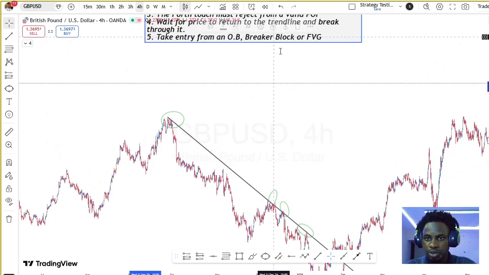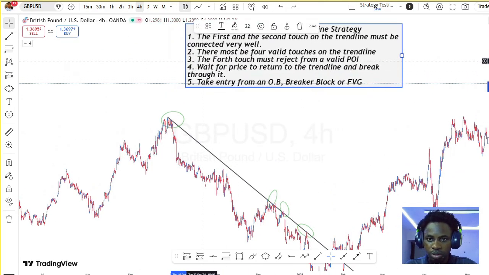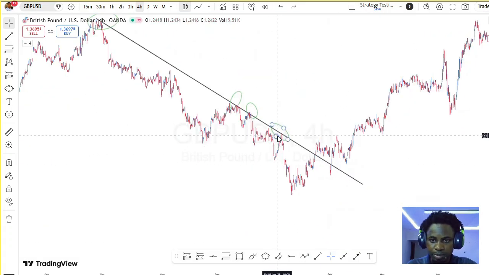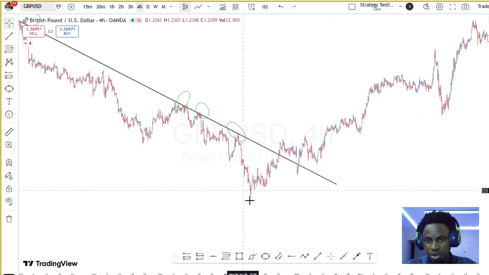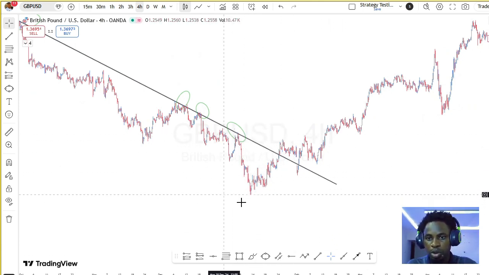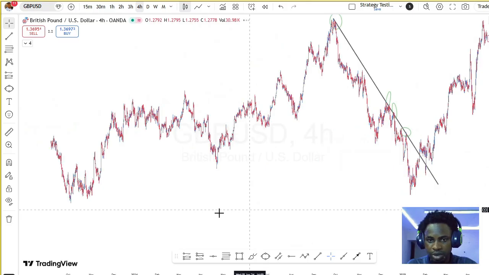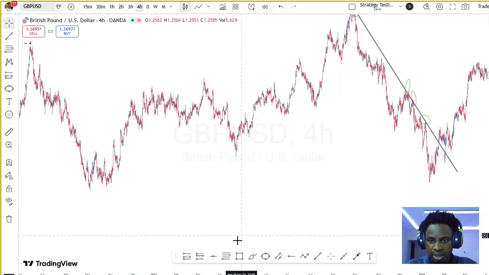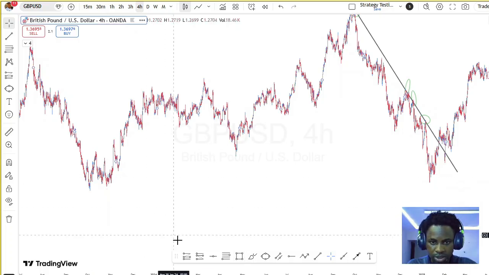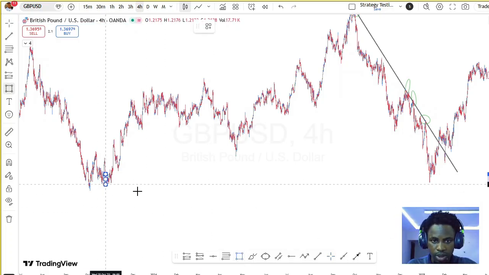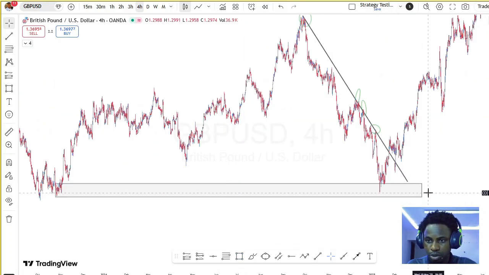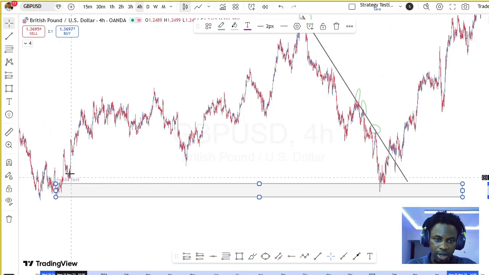So the next one on our checklist is number 3, which is that the fourth touch must be rejected from a valid POI. Which means this fourth touch, after the price touches this one here at the selling here, this point here where it's rejected and starts coming up must be a valid POI. So let's see if we had a very valid POI there. I can see we had something here. Yeah, we had something here. So good, you can see that was a very valid POI there. Very good one.